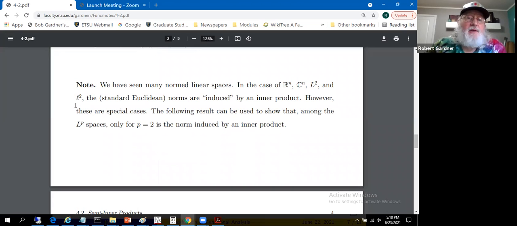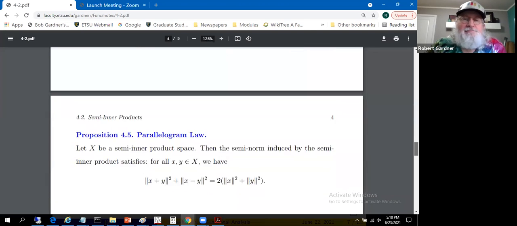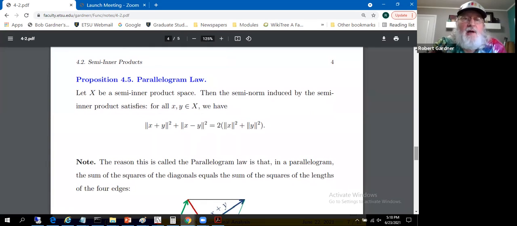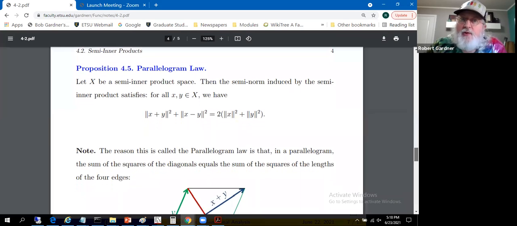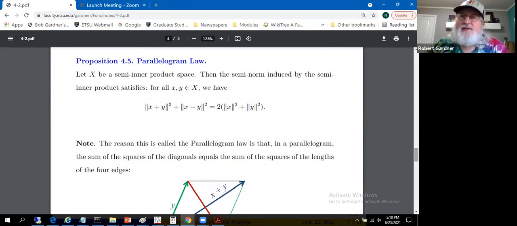Big L2 and little L2. If we look at the little LP space, the only one that has the norm induced by an inner product is when p equals 2. There's something special about that. The parallelogram law actually will allow us to establish that claim, that the only LP space which is an inner product space is when p equals 2. So they're all normed linear spaces. They're just not inner product spaces that induce a norm. The norm is not induced by an inner product except when p equals 2 in the LP spaces.